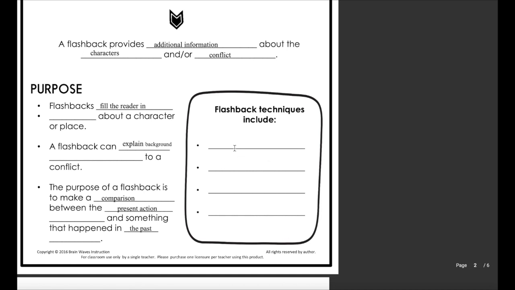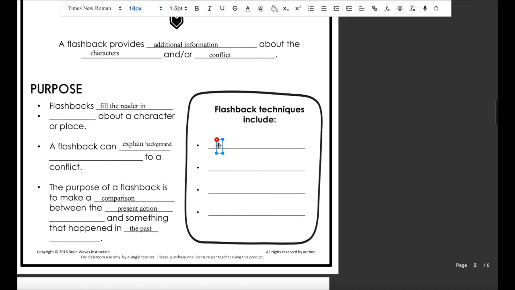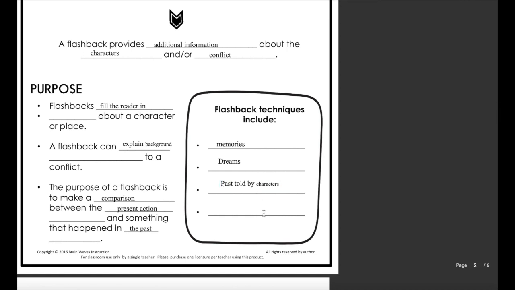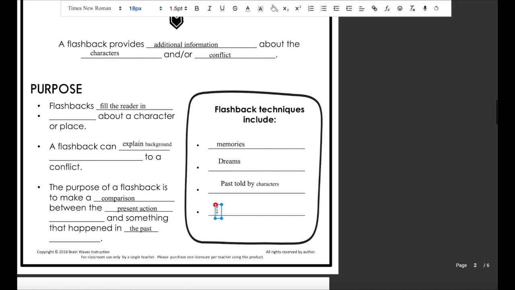Now, how do they do it? We've already talked about Delphine giving us memories, but sometimes they use other techniques. Authors oftentimes give us flashbacks through our characters' memories, like Delphine has done, through our characters' dreams. Sometimes they tell us the past told by characters, and this is something that happened throughout Wonder, right? The past was constantly told by new characters. And then lastly, this one here, an interruption by the author.